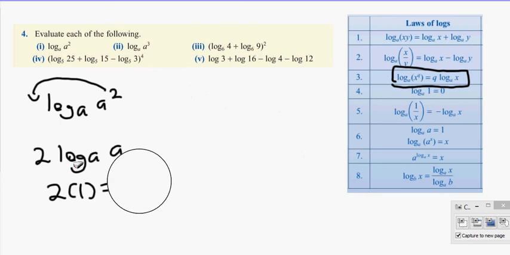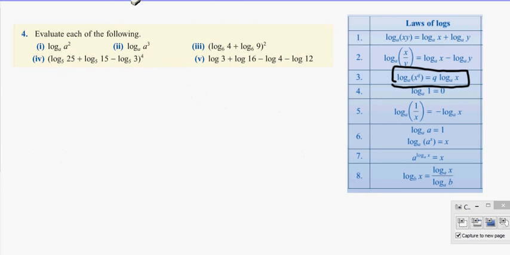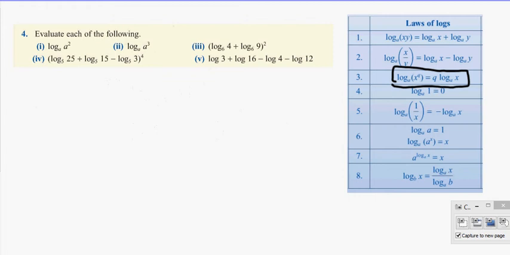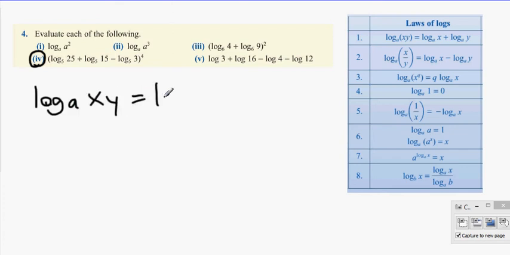Okay? Now, let's try another one. We already know that this one here is going to be, anybody? You can bring it to the front and you get 3 log a to the a, 3 times 1, which is 3. That's fair enough. Okay, let's try another one. I'm going to try part 4. Now, part 4 has 2 things in it. I want you to look at law 1. Law 1 says log a xy equals log ax plus log ay.